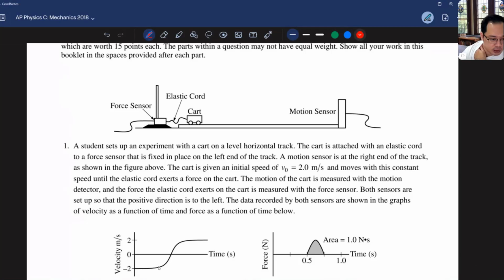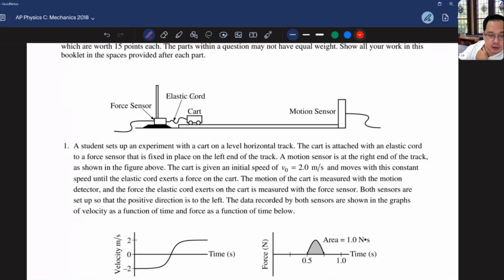and moves with a constant speed until the elastic cord. Okay, elastic cord. So we push it, it moves almost with a constant speed, constant velocity, because the friction is negligible, and therefore the velocity here does not change much. It is almost constant.